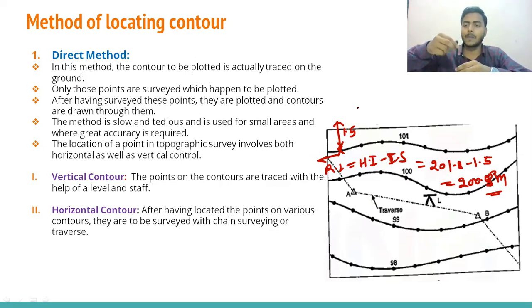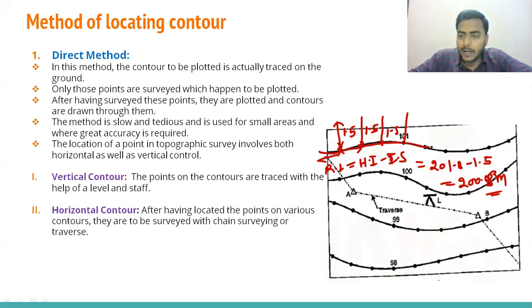Now we will keep the staff at different stations or different points on the ground. Whenever we see that the staff reading is 1.5 meters, we will mark it. Here we get again 1.5 meter. Here also we get 1.5 meter. So we will join a line through these points, and that will be a different contour line. This step we can call vertical control.